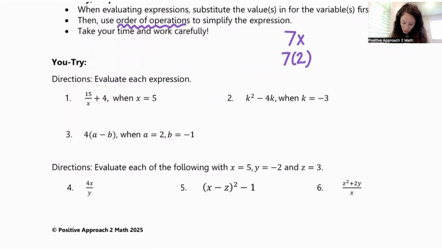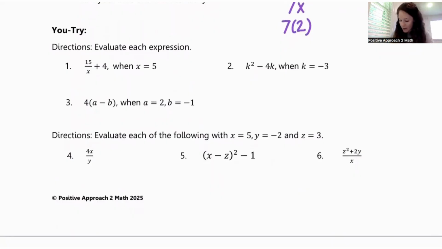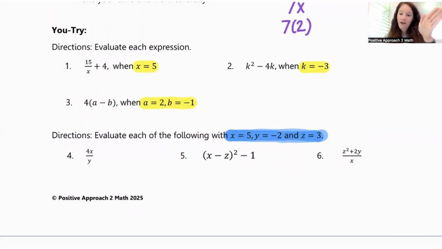So I left you with two sets of U tries. So there's still just six problems, but this is what I was talking about kind of at the beginning. So here for 1, 2, and 3, I'm telling you, okay, for number one, you're using X is 5. For number two, you're using K is -3. And they're specific for each problem. For number three, you're using this. Okay. Whereas for 4, 5, 6, you're using this information for all three of them. So it's not changing. So you're using X is 5 for number 4, 5, and 6. You're using Y is -2 for number 4, 5, and 6. And then you're using Z is 3 for number 4, 5, and 6.